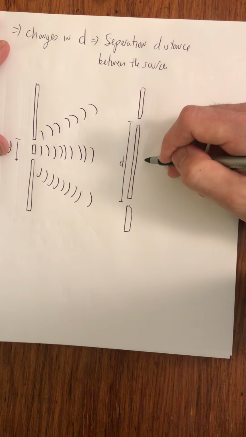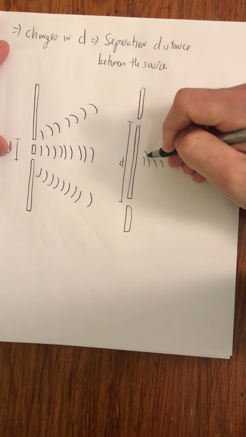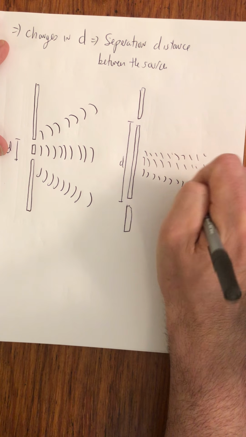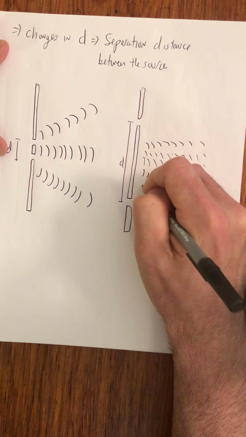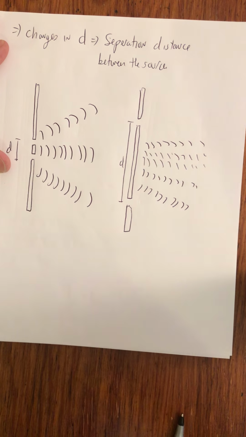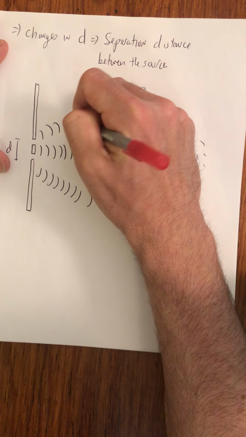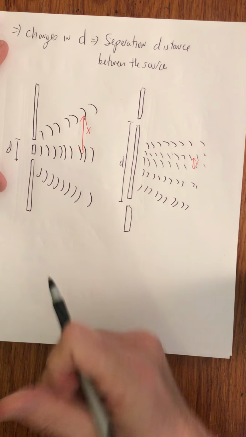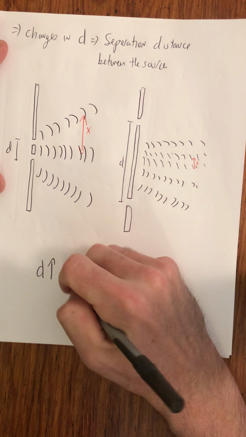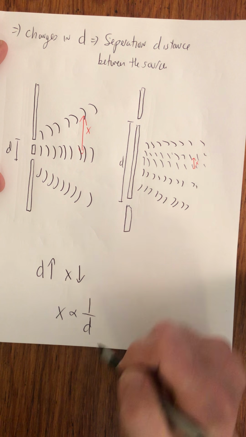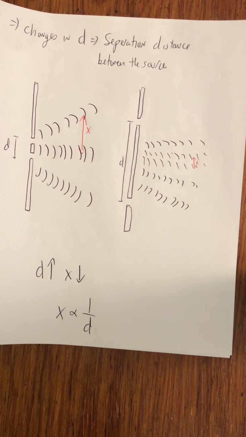When the separation distance was large, we saw that there were more antinodal lines and they were all closer together. Okay, so I could keep drawing those, but why do it? I mean, the picture is not that great, right? Here, there's X. Here, there's X. So as D got larger, X got smaller, and that is going to be an inverse type relationship. And we'll prove later in the course that it is actually an inverse relationship.